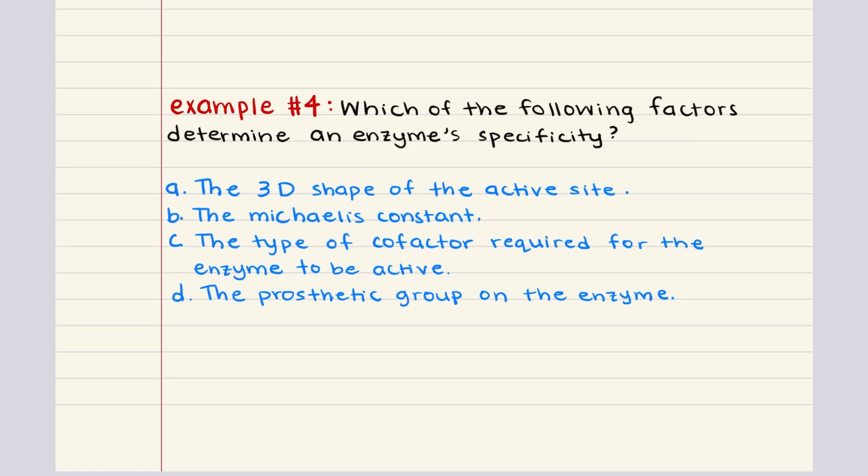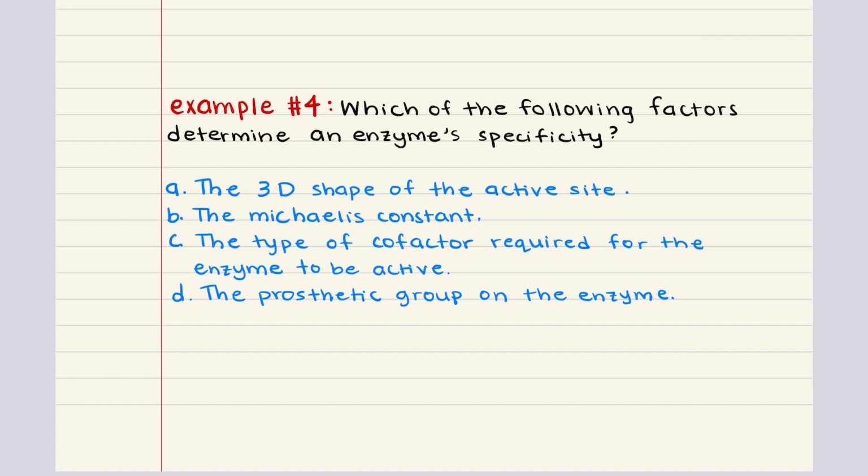Problem 4 says, which of the following factors determine an enzyme specificity? Let's work through the answer choices. A says the 3D shape of the active site. And this is absolutely correct. Enzymes are highly specific, and that specificity is dictated by the unique three-dimensional structure of their active sites.